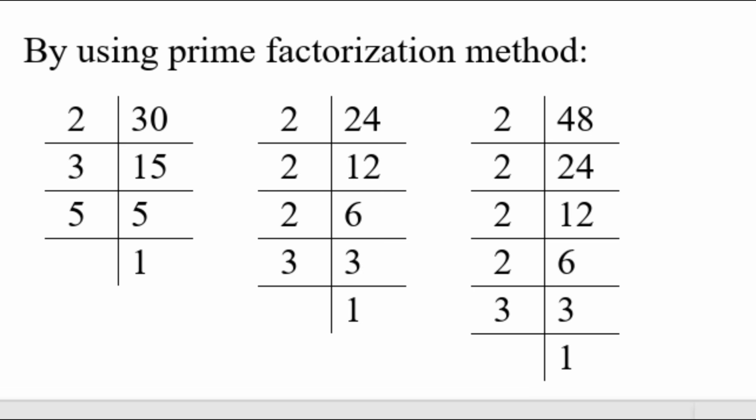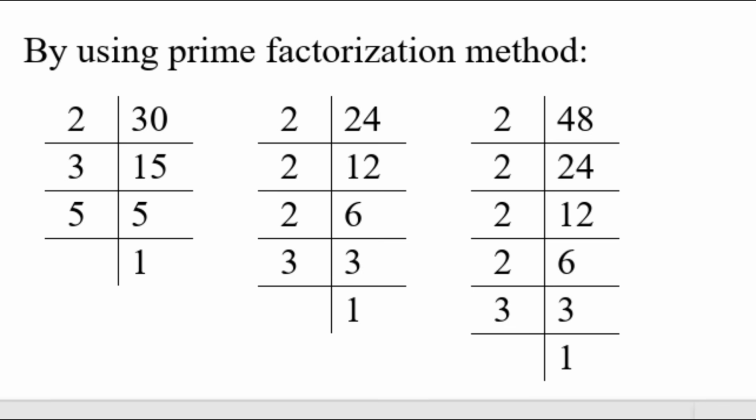We can also use another method here, by using prime factorization. So for 30, 24 and 48, the factors are made here. 30: 2 15s are 30, then 3 5s are 15, then 5 1s are 5. For 24: 2 12s are 24, 2 6s are 12, 2 3s are 6, and 3 1s are 3. For 48: 2 24s are 48, then 2 12s are 24, 2 6s are 12, 2 3s are 6, and 3 1s are 3.